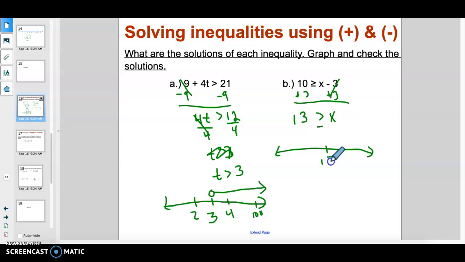So we've got 13, a number smaller is 12, a number bigger is 14. So this time we would have a closed dot at 13 because of the equals to sign. So x is less than or equal to 13. So I'm wondering which of these numbers, if I plug it in, makes this true. If I plug in the 12, it's smaller than the 13, so 12 is the direction I want to go. So any number that this arrow touches is going to be a solution to this original inequality.